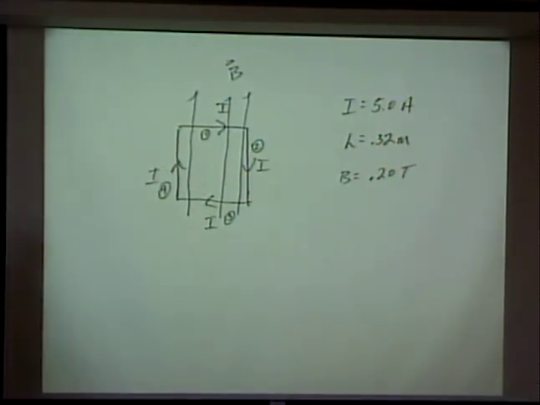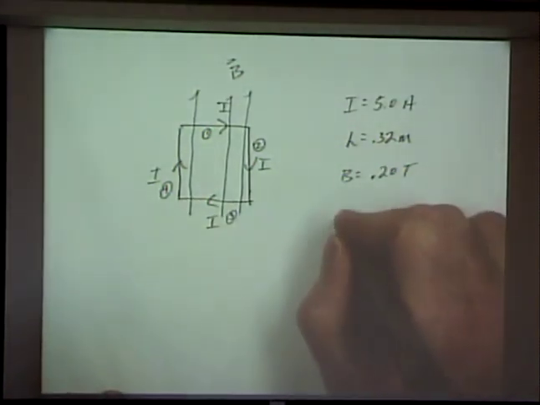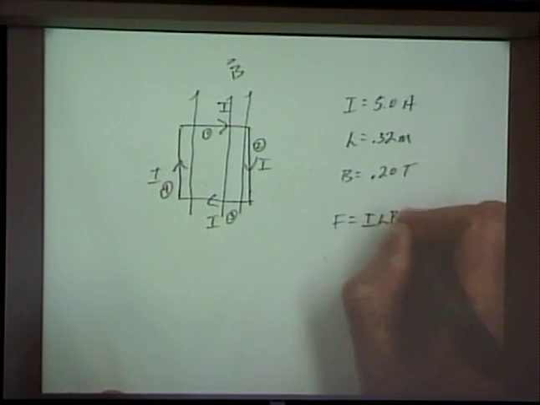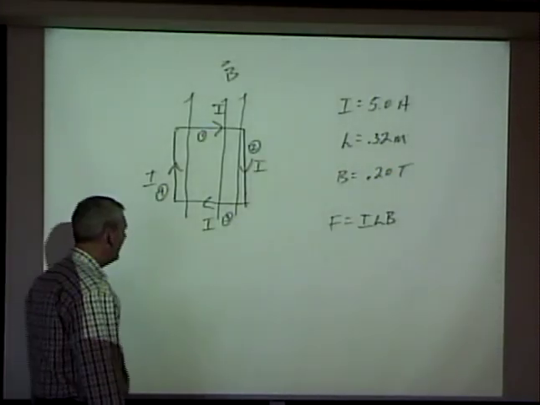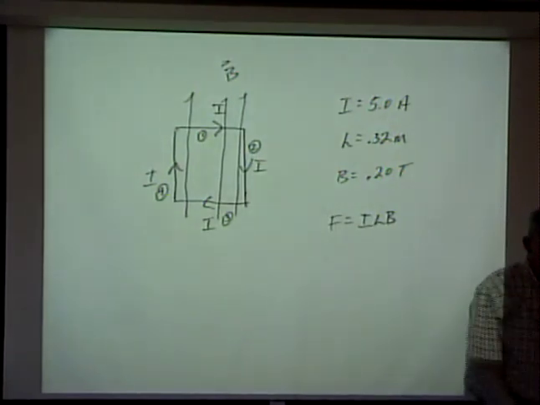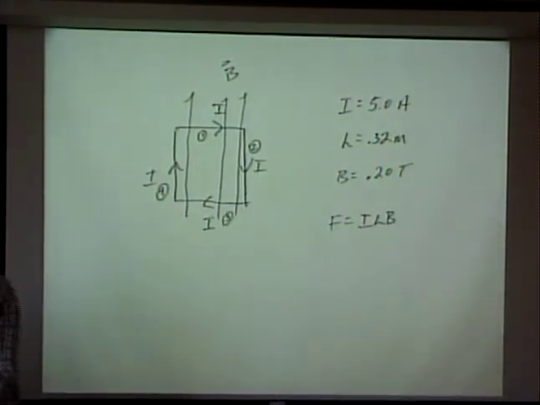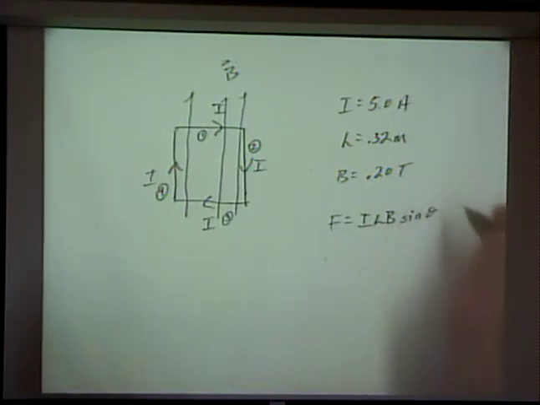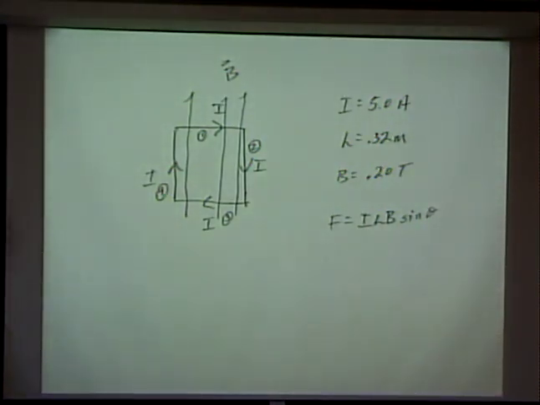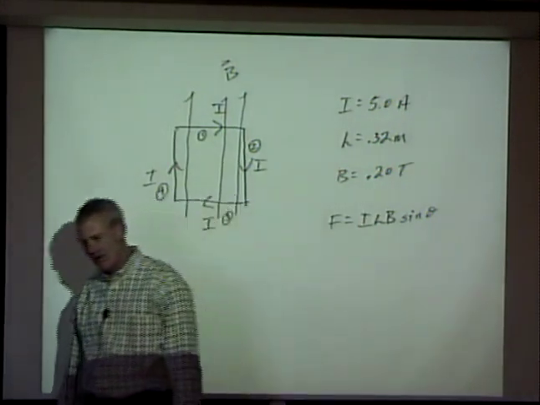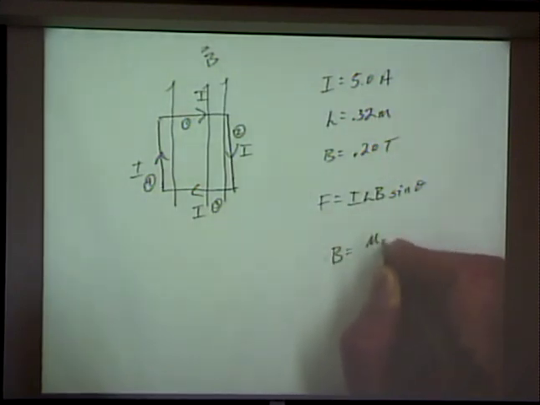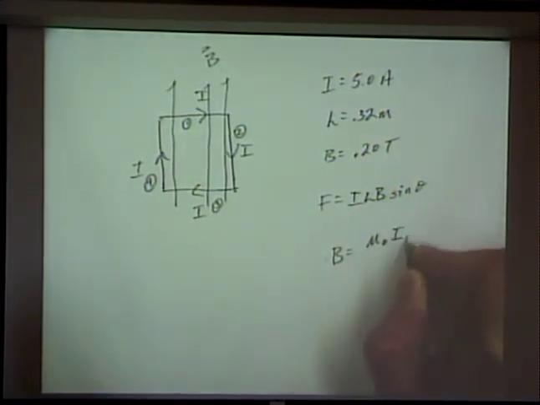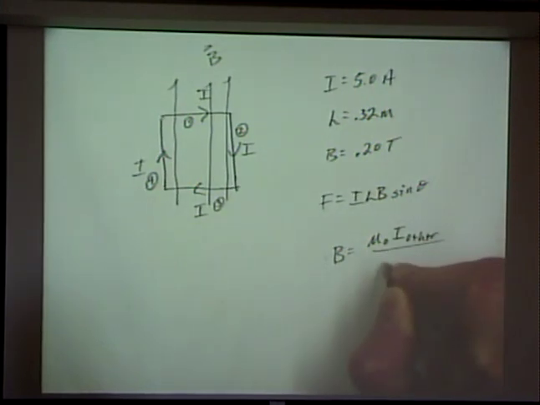And we know that the force is equal to ILB sine theta. But since the angle is 90 degrees between the current and the magnetic field, the sine of 90 is 1. So we're good. And now you know that B is equal to mu naught times some other I divided by 2 pi times R.